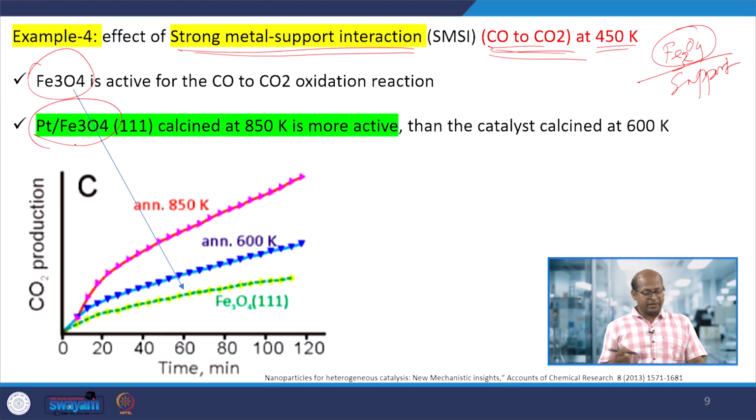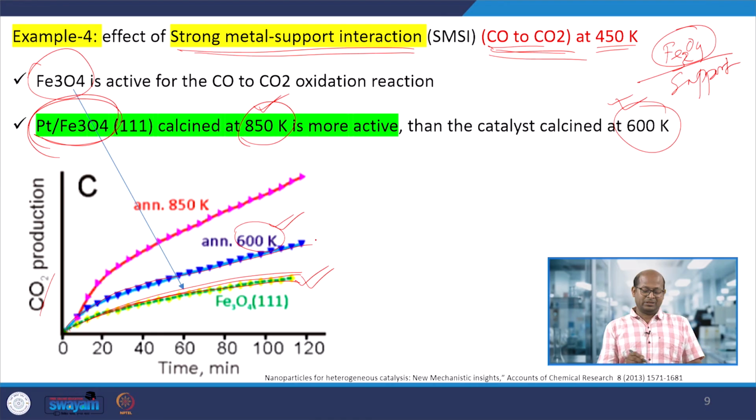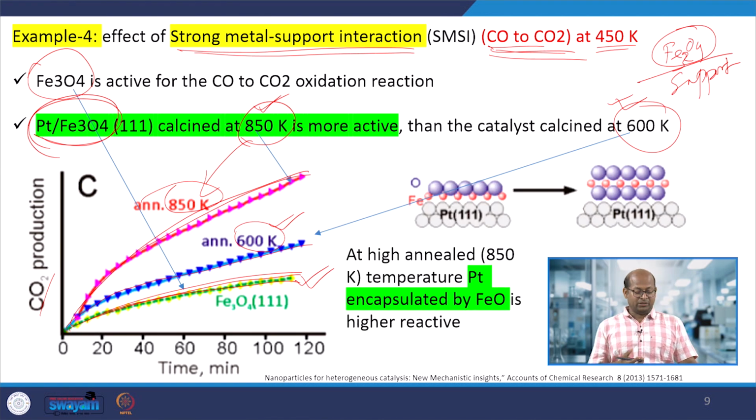Here the iron platinum catalyst was calcined at 600 kelvins and 850 kelvins. Fe3O4 is also active. The CO2 conversion, or CO2 production, followed this way. When the same material was calcined or annealed at 600 kelvins, the CO2 production slightly increased. When the same material was calcined at high temperatures, the CO2 production gradually increased. So why does this phenomenon occur with higher calcination temperatures?